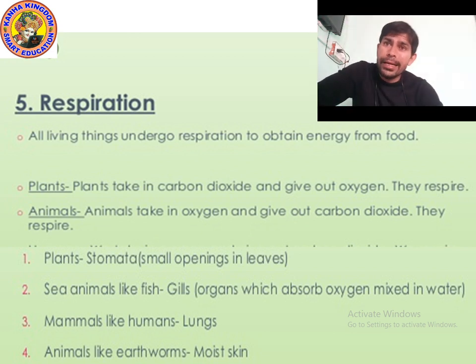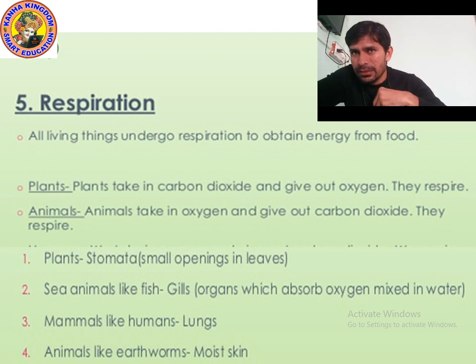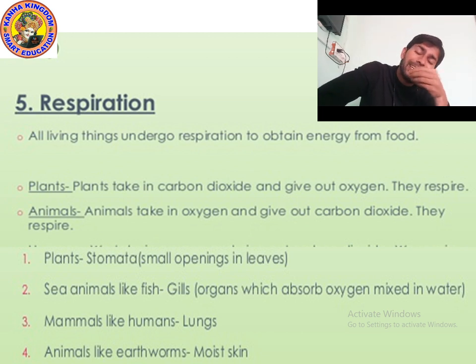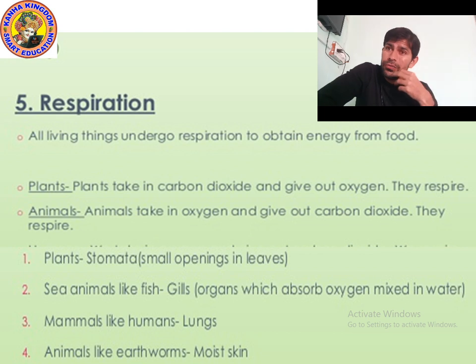And if we talk about animals, sea animals like fish breathe oxygen with the help of gills. So you can imagine that gills are the nose for fish. They take the oxygen which is mixed in water. Yes, water also has oxygen.